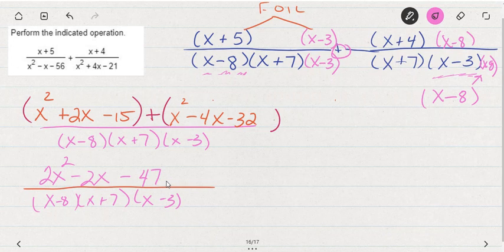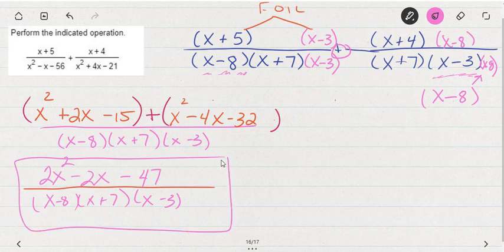The last step is to double check that there's nothing that'll factor. And as I look at this 47, it appears to be a prime number, or at least I'm not finding any factors that go into the 47. I can tell that neither x minus 8, x plus 7, or x minus 3 are going to be a factor of that numerator. So I know that there's nothing else that simplifies, and I can tell that it's done.